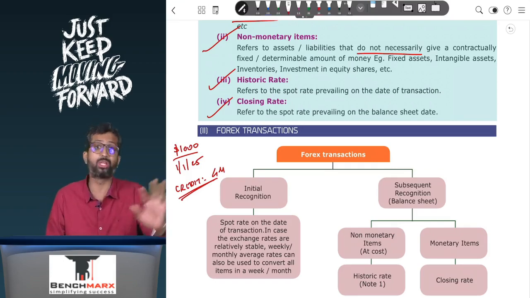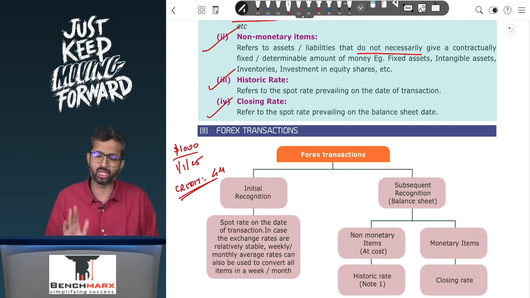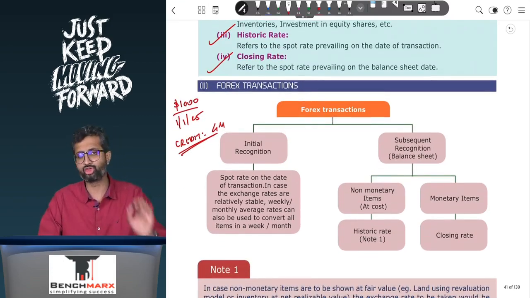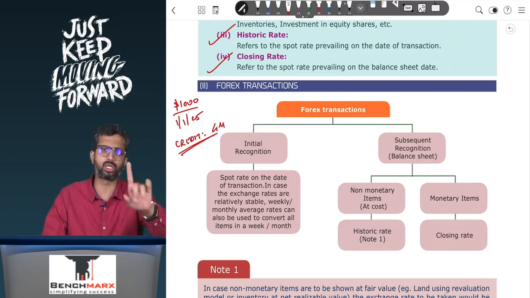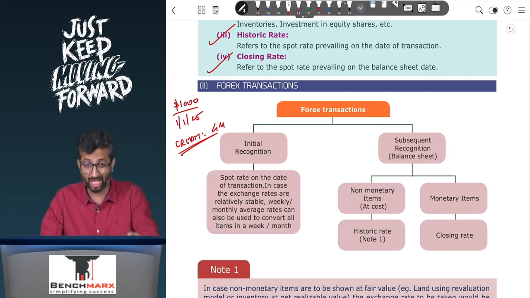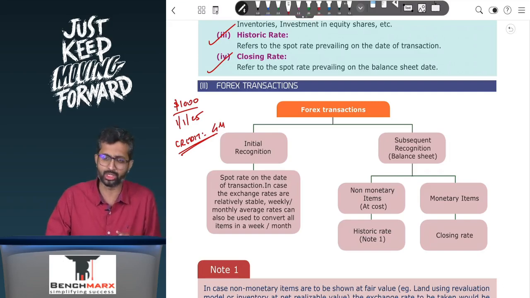And where will this gain go? In the P&L. There can be a gain or there can be a loss. It will be taken to the profit and loss account. So over here, at every subsequent balance sheet date for monetary items, you will remeasure the monetary items at the closing rate, and any foreign exchange gain or even loss will be taken to the profit and loss account. So your entry will be debtors account debit, to forex gain in the P&L account, of 5,000 rupees.